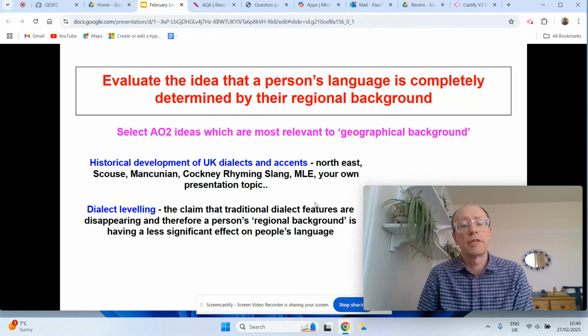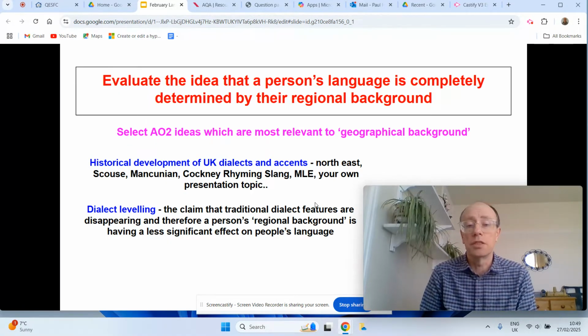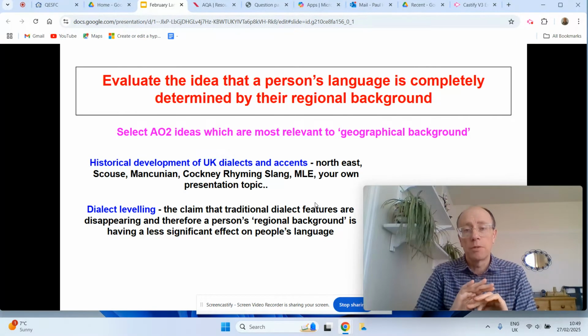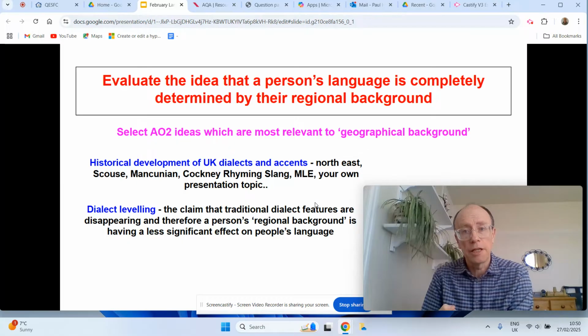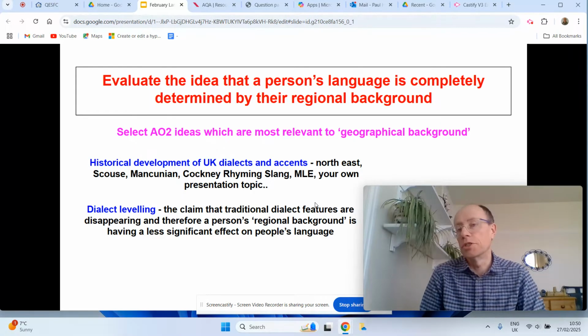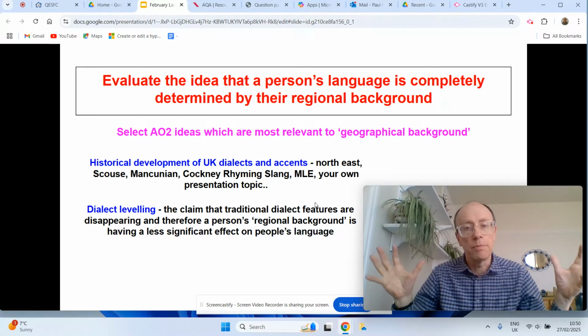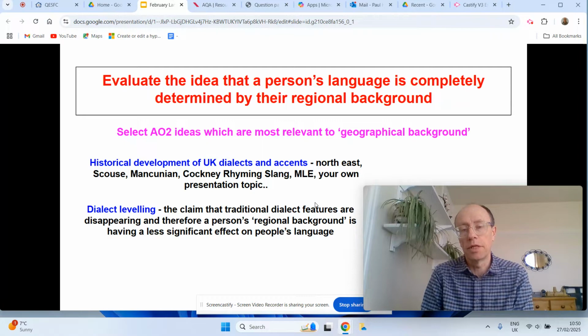This is dialect levelling. This is the claim that traditional dialect features are actually disappearing over time, i.e. language across the country is becoming more homogeneous and standardised, and that therefore a person's regional background is having a less significant effect on people's language. So you might go into the reasons that are given, and in the textbook it talks about how social mobility is affecting dialect levelling, how geographical mobility is doing the same thing, how we have a reduction in rural labour and people moving towards urban areas from the rural areas, and the influence and exposure of media as well, so that people are more exposed to different varieties of language forms.